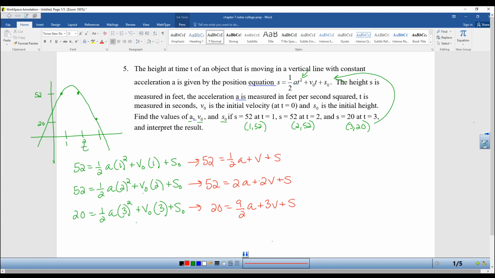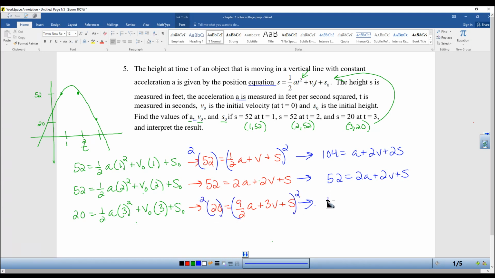And you know me, I really don't like to work with fractions. So believe it or not, before I even start, I'm going to change these one more time. I'm going to multiply through by 2, which gives me 104 is equal to a plus 2v plus 2s. This one I don't need to change. And on this last one, again, if I multiply through by 2 just to make my life easier, I'll have 40 is equal to 9a plus 6v plus 2s. So these are my equations A, B, and C.